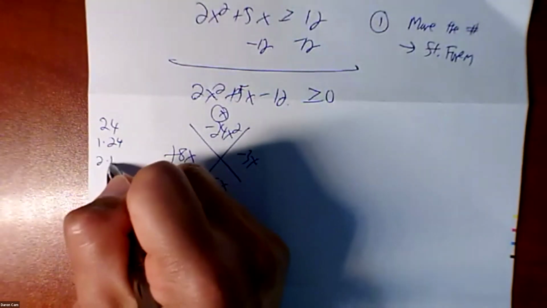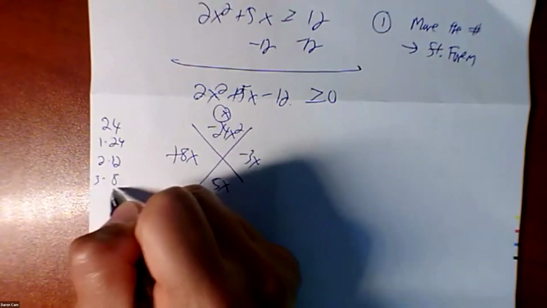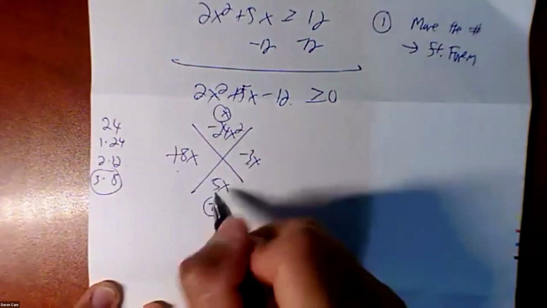25, 23, no. 2 and 12, 14, 10, no. 3, 8, 5, and 11. And yeah, that works. Okay, so we just play around with the signs now. It's got to be positive.